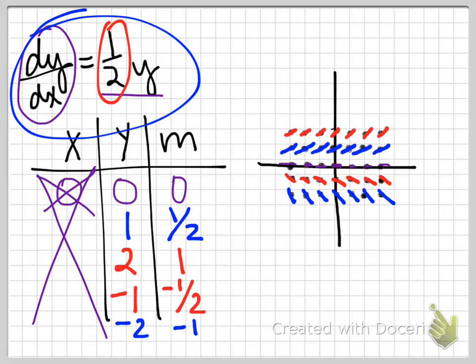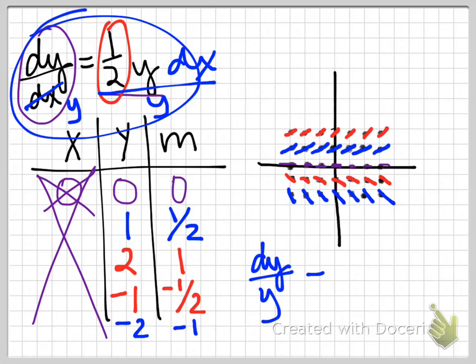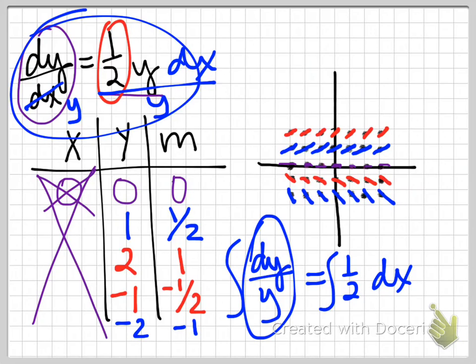If I were to solve this, dy/dx equals 1/2 y. If I were to separate it and bring the dx to this side, I would have to divide by the y on the other side. So what I would have is dy over y equals 1/2 dx. And if you integrate this, you get natural log of the absolute value of y equals 1/2 x plus c.